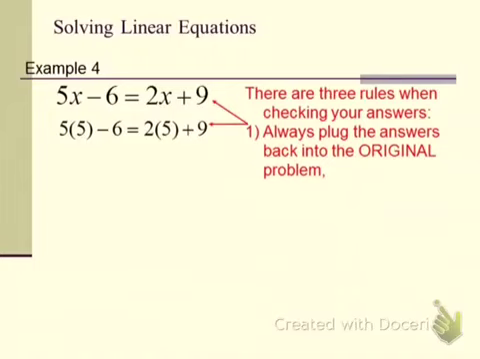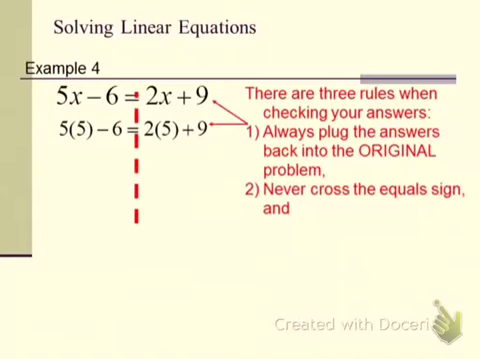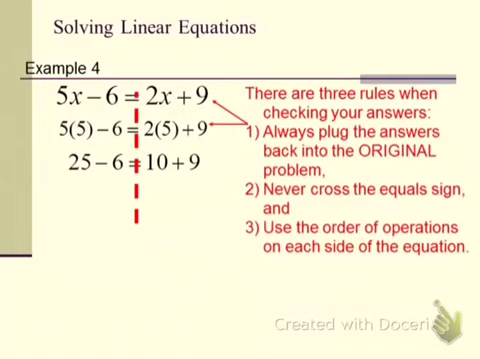When you plug it in, you're left with 5 times 5 minus 6 equals 2 times 5 plus 9. Now, another rule here is that you don't cross the equal sign. You just evaluate both sides. You don't subtract 9 from both sides or add 6 to both sides. You just evaluate both sides and see if it's correct. Use the order of operations, and we get 19 equals 19, which is a true statement, which means our solution is good.